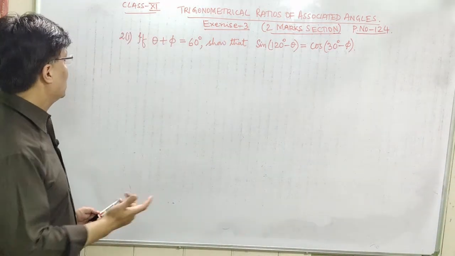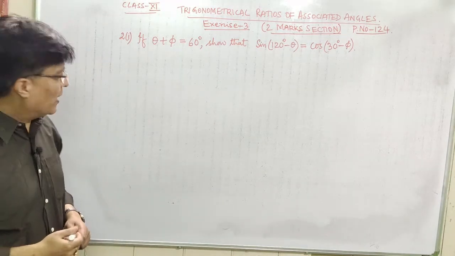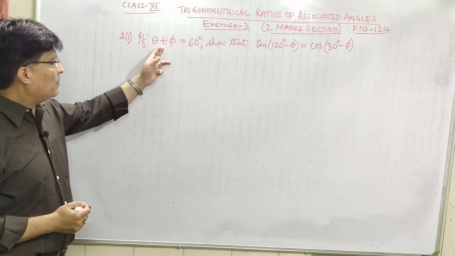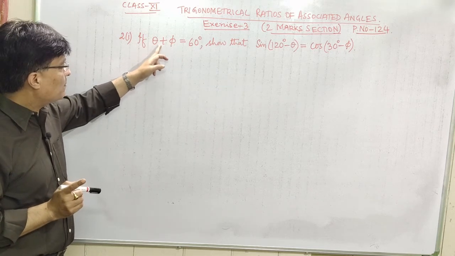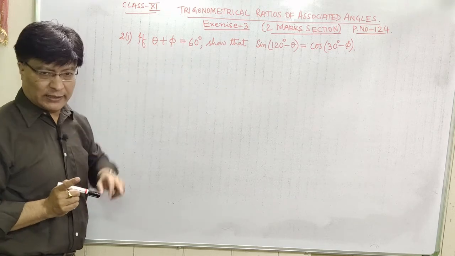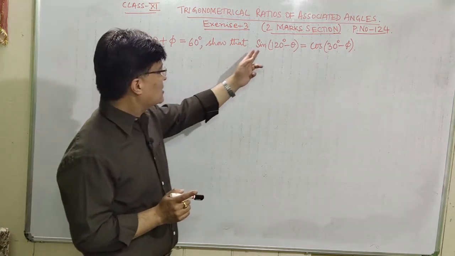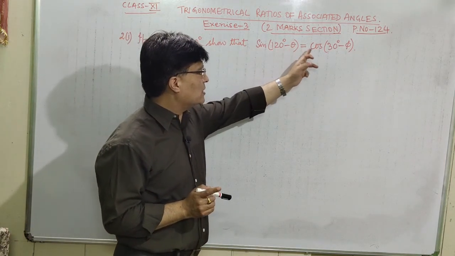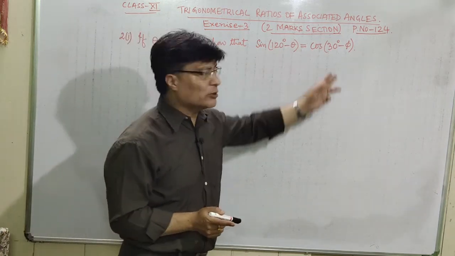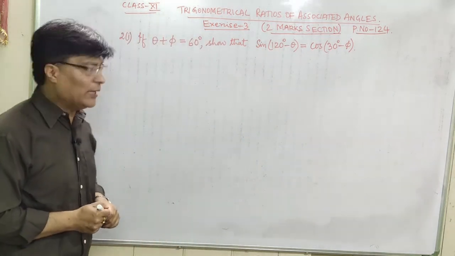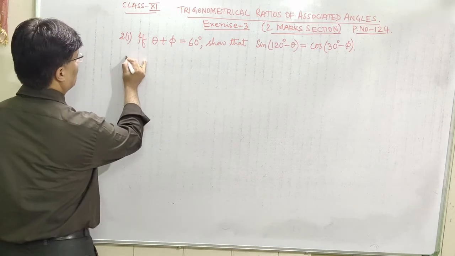So now we'll do the next question, that is 2 number 1. If theta plus phi, you know that this is a Greek letter, that is phi, theta plus phi is equal to 60 degree. You have to prove that sine of 120 degree minus theta is equal to cos of 30 degree minus phi. You have to prove this, LHS is equal to RHS, from the given. Okay. So let us write down given here.